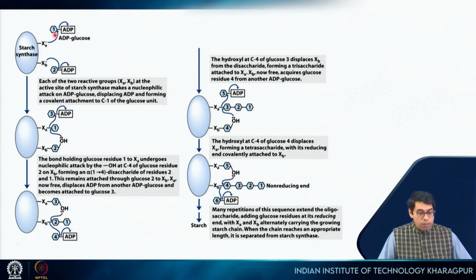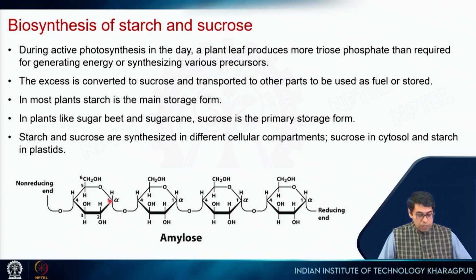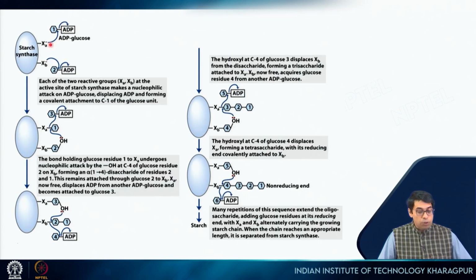So, this attaches to the glucose subunit, to the C1, C4. These are the two sites we are going to look at. So, both are attached to the C1, right. Now, the bond holding the glucose residue 1 to XA undergoes nucleophilic attack by the OH at C4 of the glucose residue 2. So, this is the C4, right. So, this attacks here and this will attack the next sugar molecule.